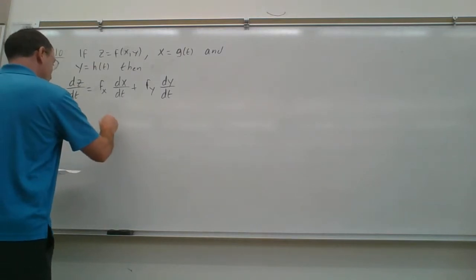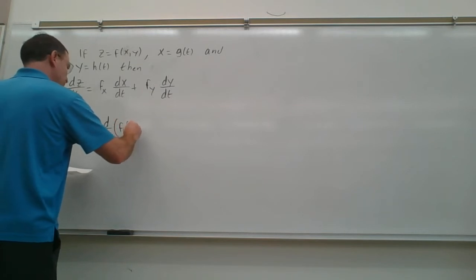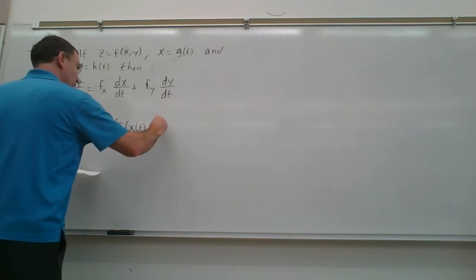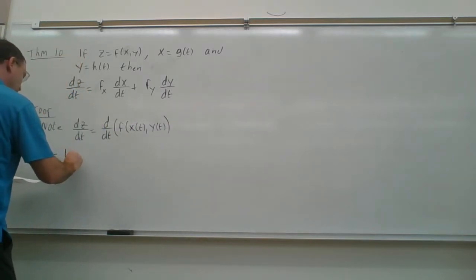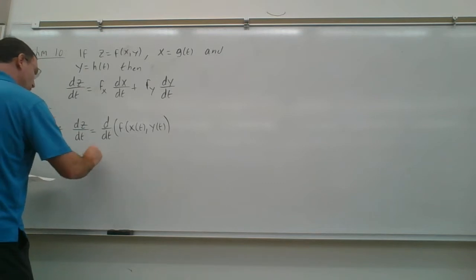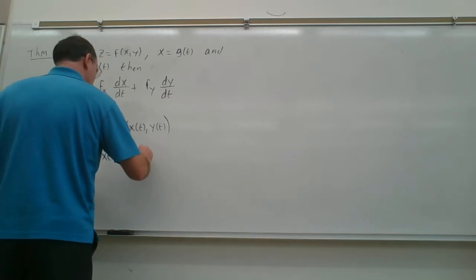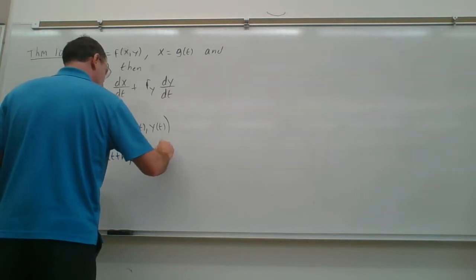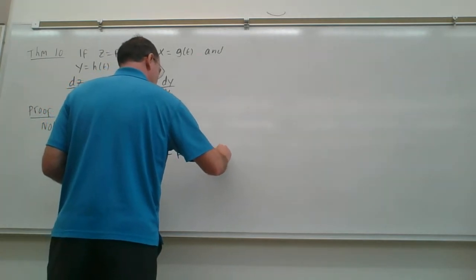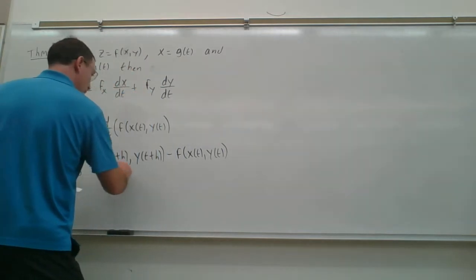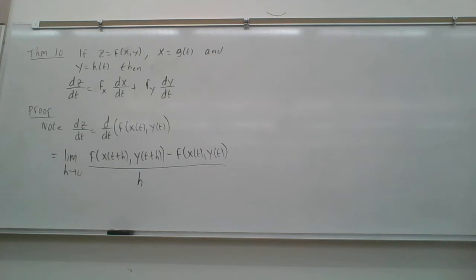By definition, that's going to be d/dt of my f function. Then we're just going to write the definition of derivative below here. So the definition of derivative, Math 150: the limit as h goes to 0 of f(x(t+h), y(t+h)) minus f(x(t), y(t)), all over h. Okay, so that's the definition of derivative.